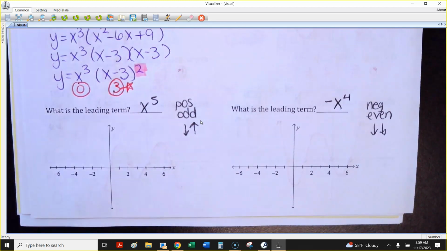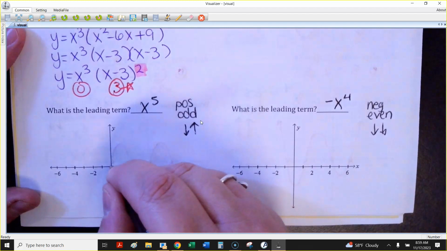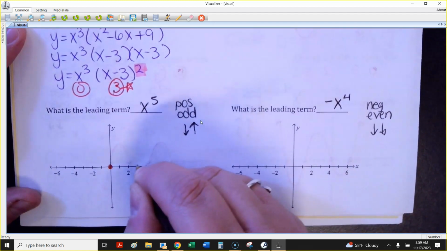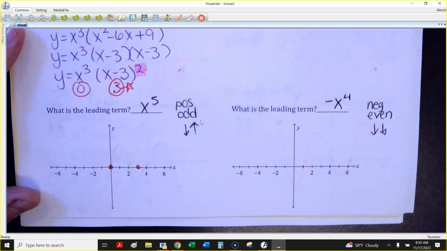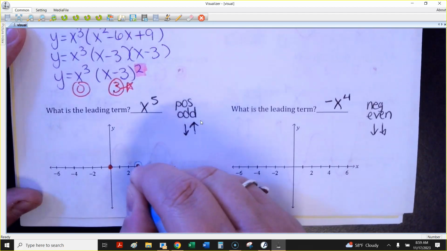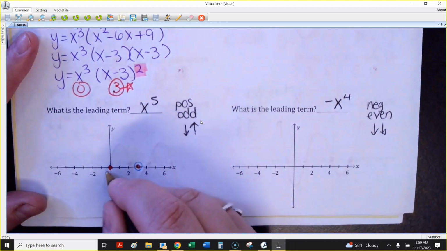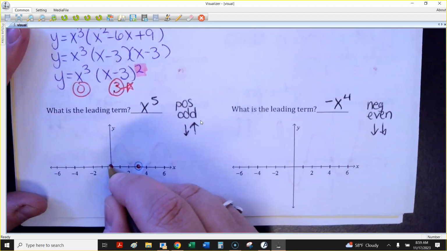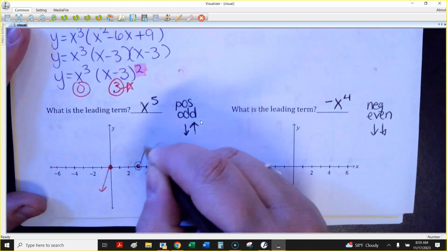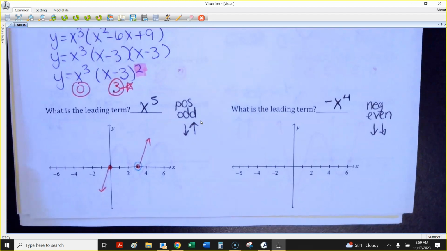All right, so let me put this on the graph. So I just have an x value at 0 and at 3. And just to remind myself, I'm going to put a little circle around the 3 so I don't go through the x-axis. I want to bounce back the direction that I came. So my end behavior on the far left, I should go down. And on the far right, I should go up. And this kind of forces you to go the correct way.